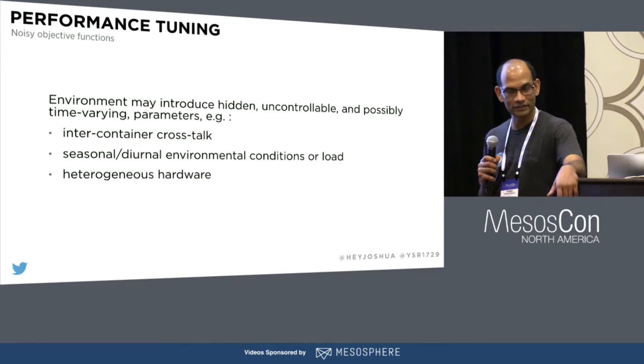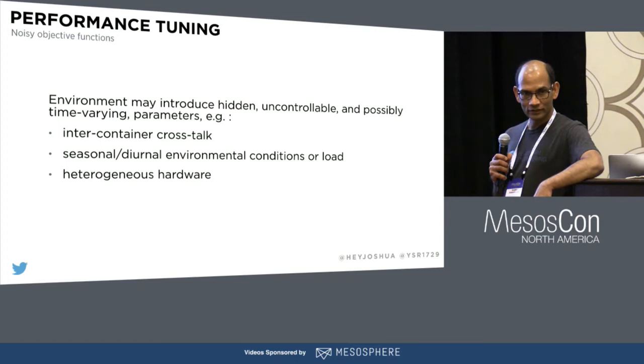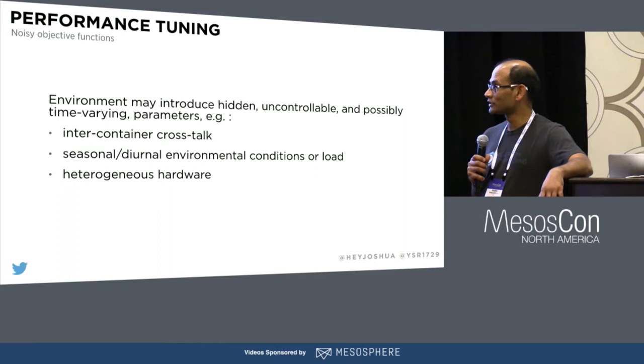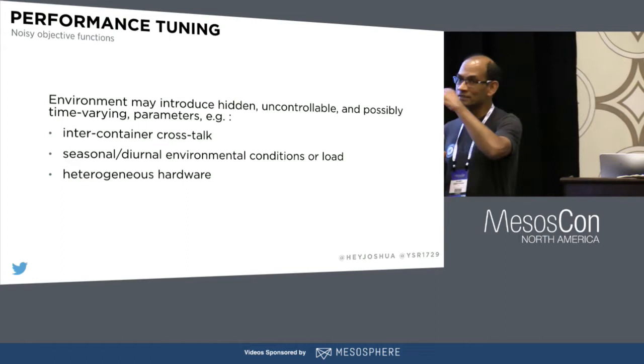There might be variation in the load across time, which I may not be able to control. And it is possible that the optimal settings for one load are different from the optimal settings for another load. And then I've already talked about not necessarily having control over the hardware where I'll be scheduled. And so when there is uncertainty in these hidden parameters, that appears as noise in your objective function.